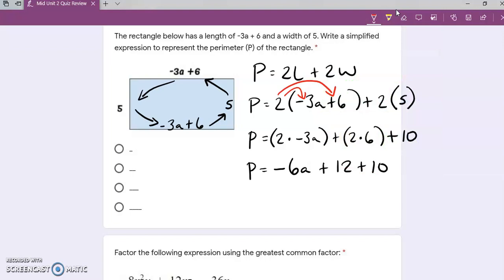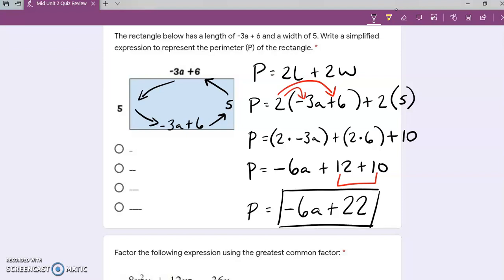I have like terms, a plus 12 and a plus 10, but I can't combine anything with the negative 6a because nothing else has a variable here. So then I say, okay, my perimeter is negative 6a, and then 12 plus 10 is 22. So this is my perimeter, negative 6a plus 22. And if they asked me for the units, it would just be units. No squared because I'm dealing with perimeter.